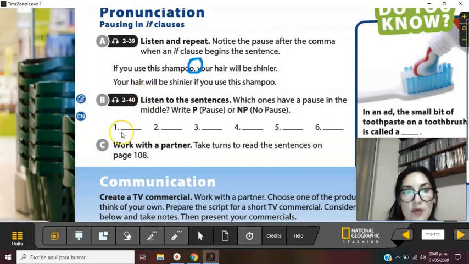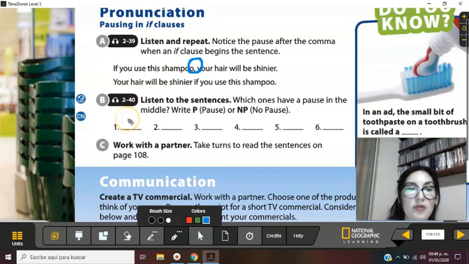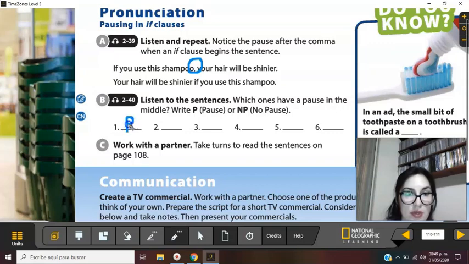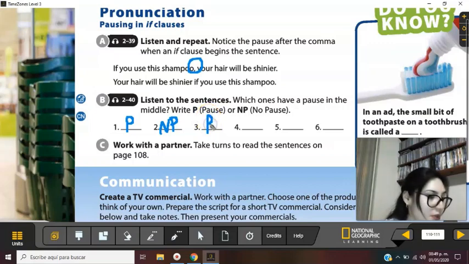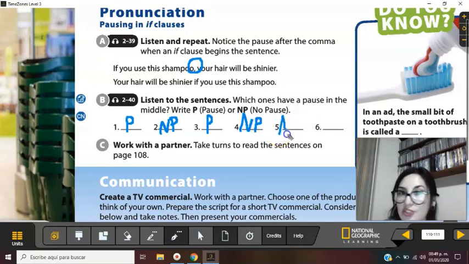Okay, guys, ready? Let's check your first answer. Let me write it here with this highlighter, probably will be. So did you hear P or NP? Yes, excellent. Pause. You hear the pause. Number 2? Yes, no pause. Excellent. Number 3? Sorry. Number 3 was a pause. Excellent. Well done. Number 4? Yes, no pause. Number 5? Exactly, no pause too. And finally, yes, we listened to a pause.